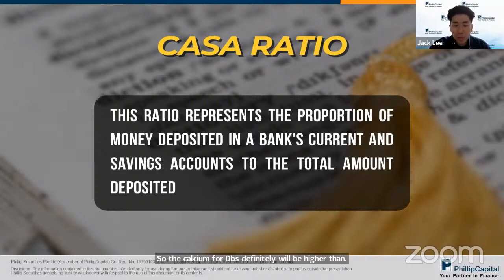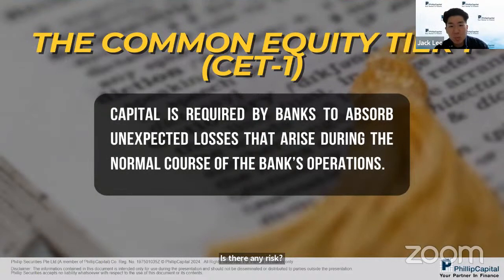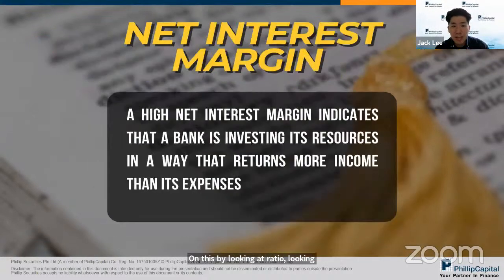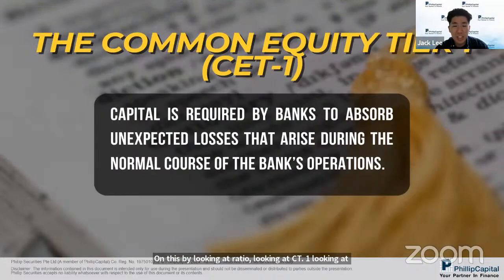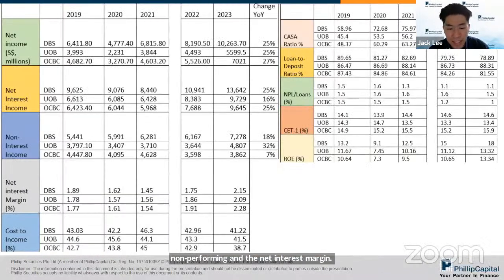So later on, I will use all these ratios to determine whether the bank is in good shape or not, or whether there is any risk, by looking at the CASA ratio, CET1, non-performing loan and the net interest margin to determine how the bank is performing.